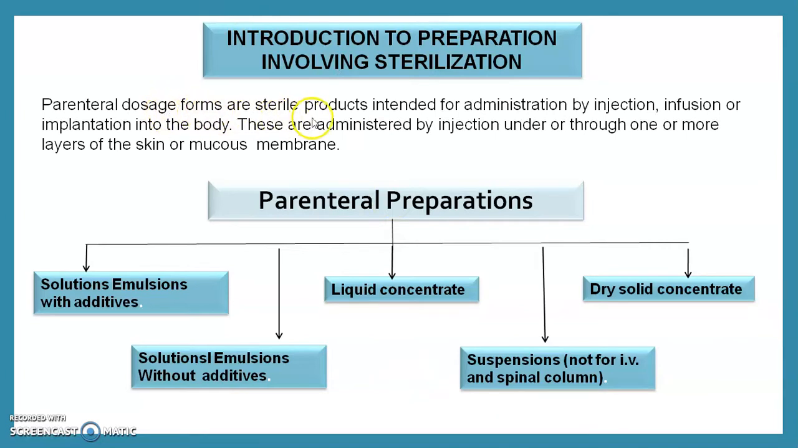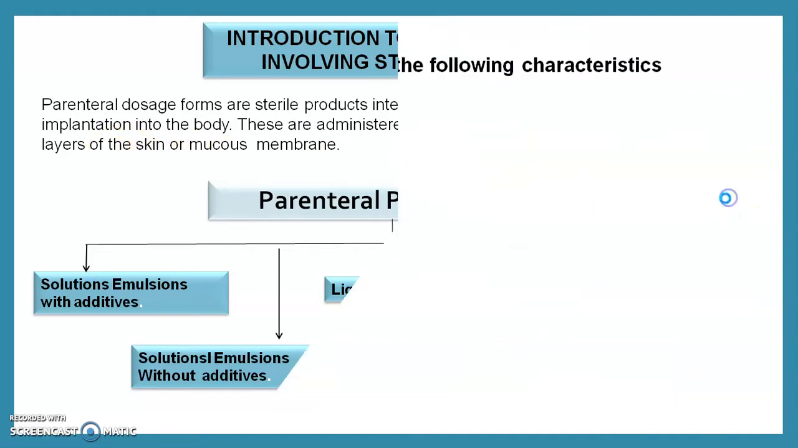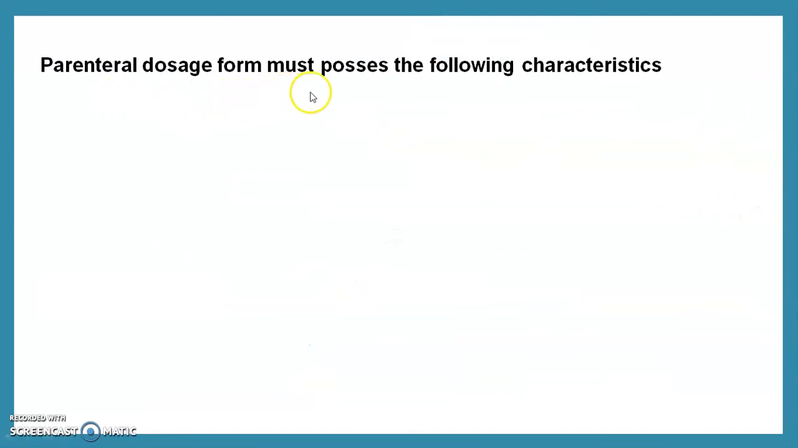Parenteral dosage forms are sterile products intended for administration by injection, infusion or implantation into the body. These are administered by injection under or through one or more layers of the skin or the mucous membrane. Then a parenteral dosage form must possess the following characteristics.